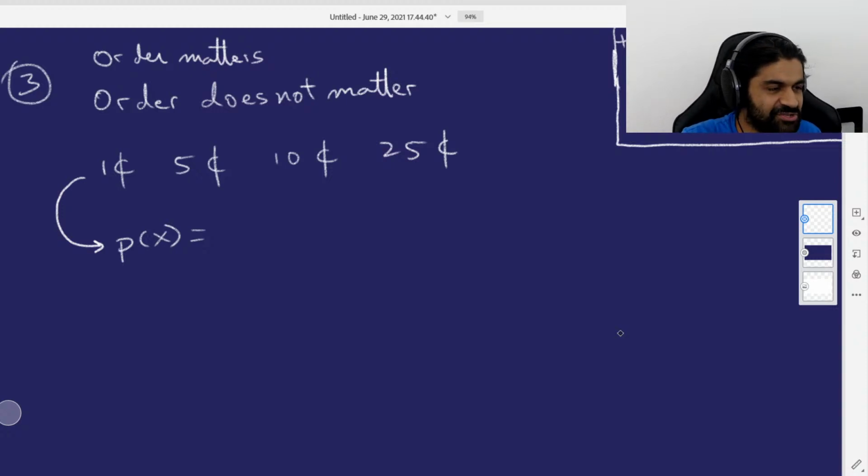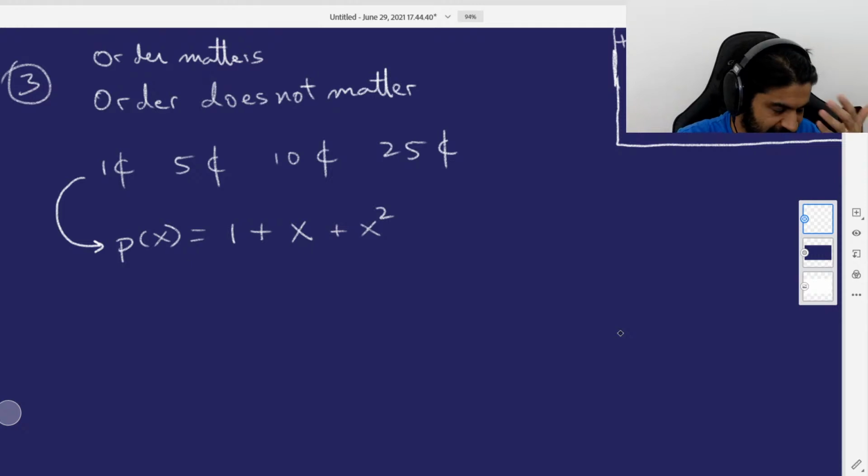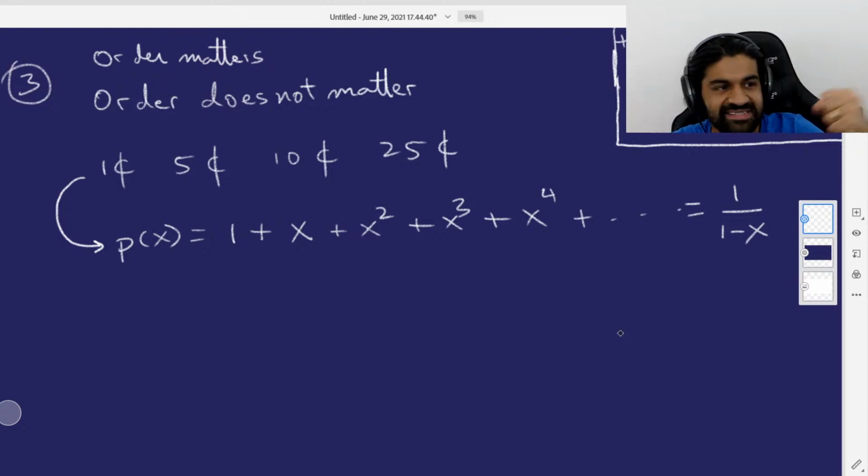You can make change for nothing in one way. You can make change for 1 cent in one way: you just use your 1 cent. You can make change for 2 cents in one way because you use 2 pennies. You can make change for 3 cents in one way, using 3 pennies. You can make change for 4 cents in one way by using 4 pennies, and so on. This generating function compresses to 1 over 1 minus x.